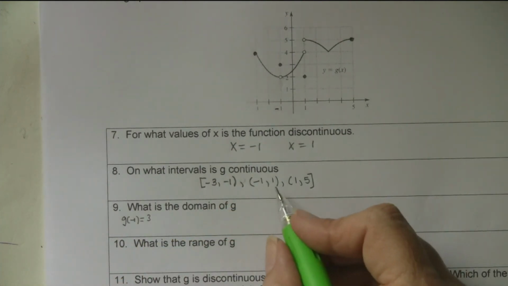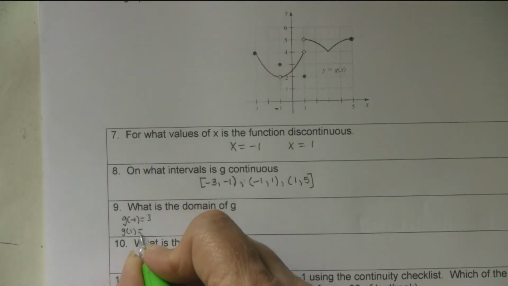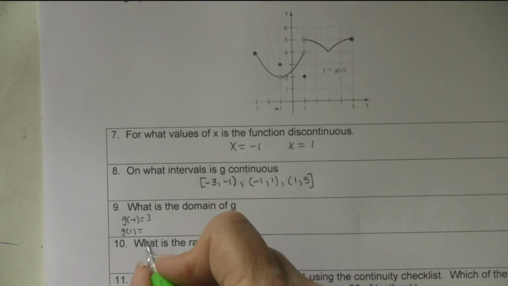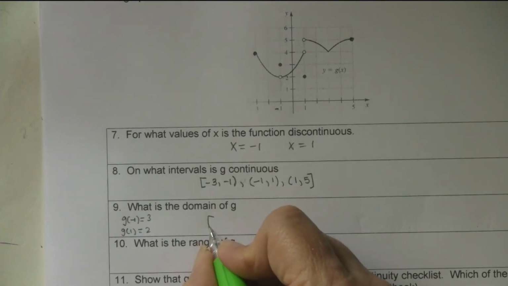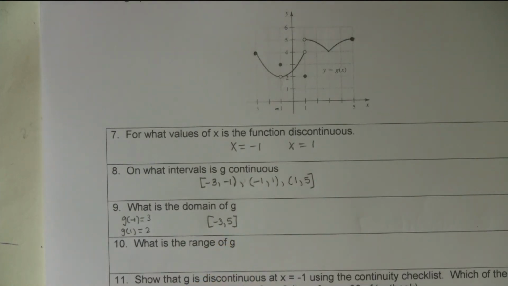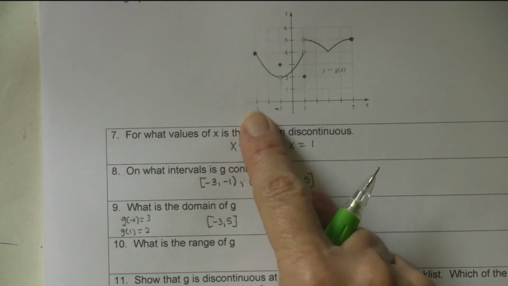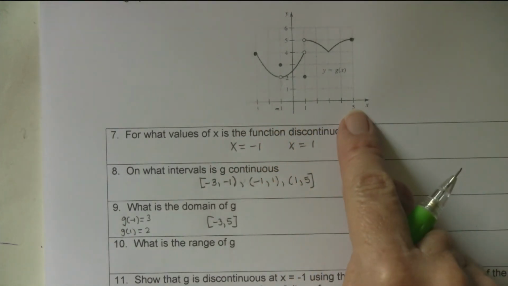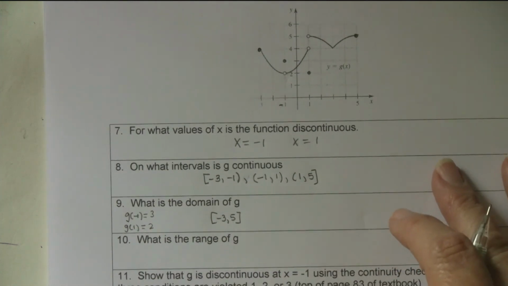The other problem I had was at 1. Well, do you know what G at 1 is? Yeah, it's 2, right? So these are not domain issues. They were continuity issues, but they're not domain issues. So actually the domain is from -3 to 5. No points are left out. For every value from x equals -3 to x equals 5, we could say what the y value is and not have undefined on any of them.